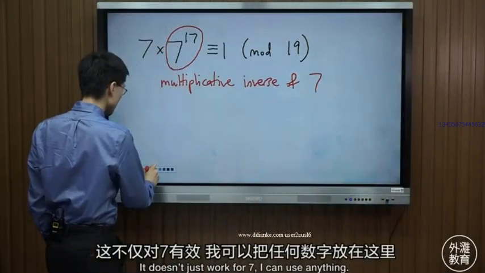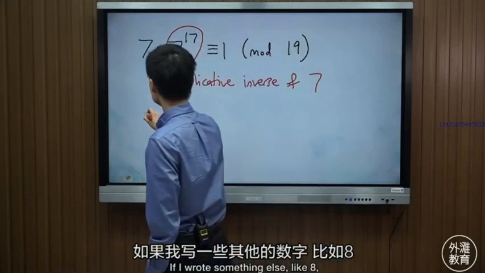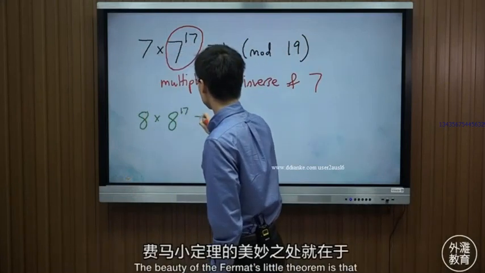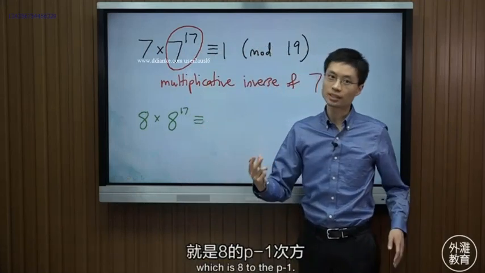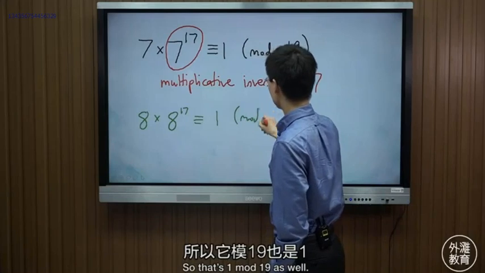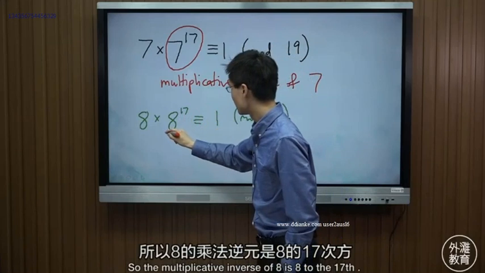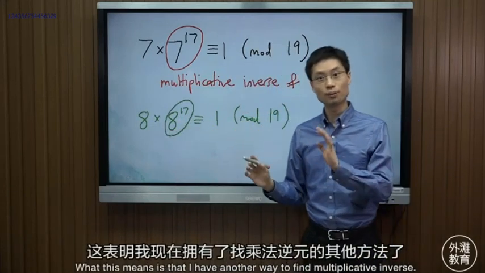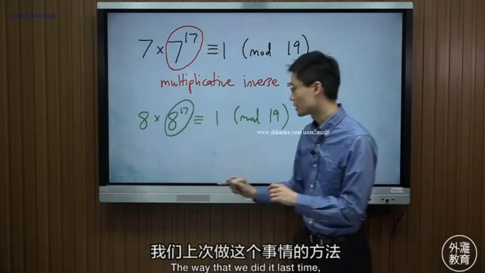I can use anything. If I wrote something else, like 8, well, 8 times 8 to the 17. The beauty of Fermat's little theorem is that's 8 to the 18, which is 8 to the p minus 1. So that's 1 mod 19 as well. So the multiplicative inverse of 8 is 8 to the 17. What this means is that I have another way to find multiplicative inverse, different from the way that we did it last time.